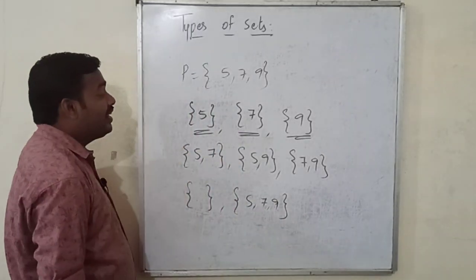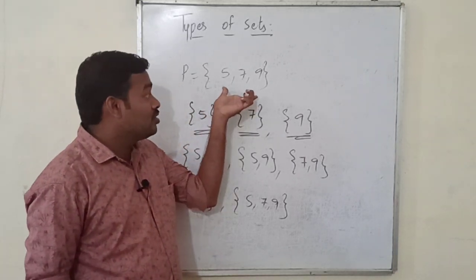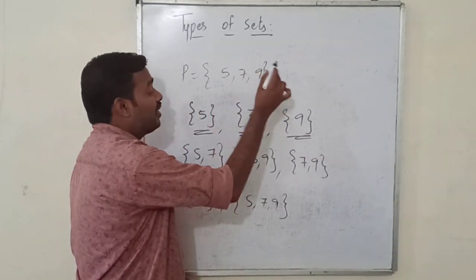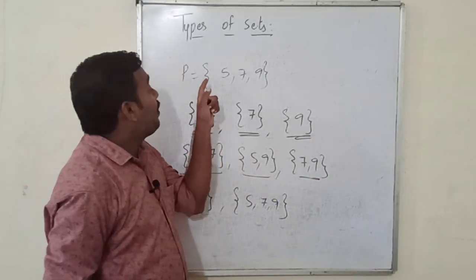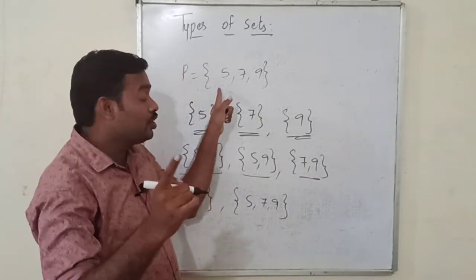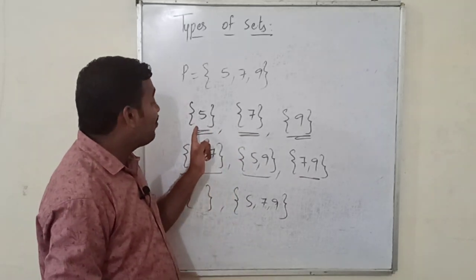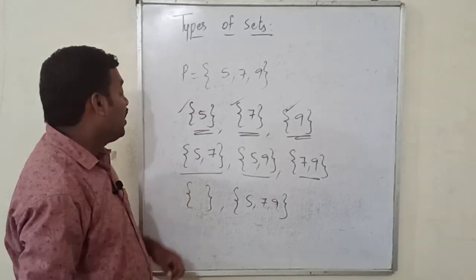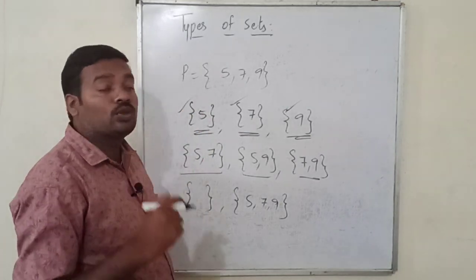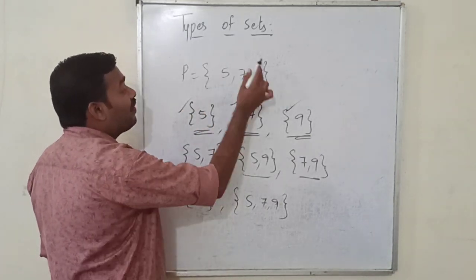If you are writing all the possible combinations of the elements 5, 7, 9, you can write like this. First, you write by taking one element into consideration. You write these subsets: 5, 7, 9. These are subsets of P. Next, you take two elements into consideration, 5 and 7, 5 and 9.